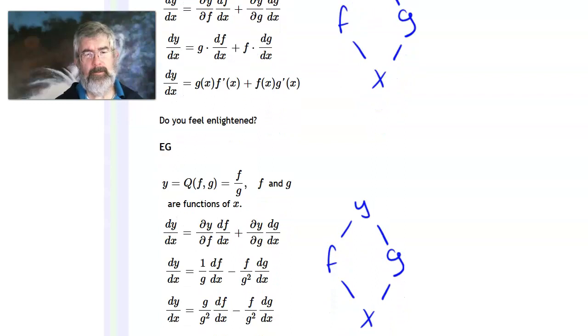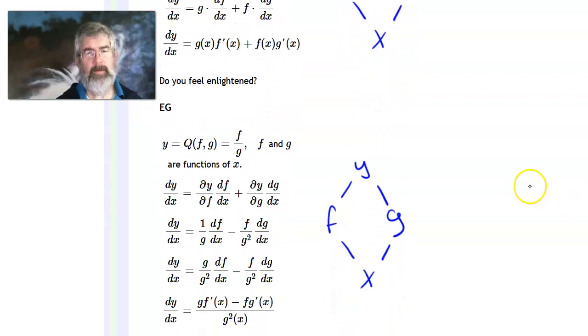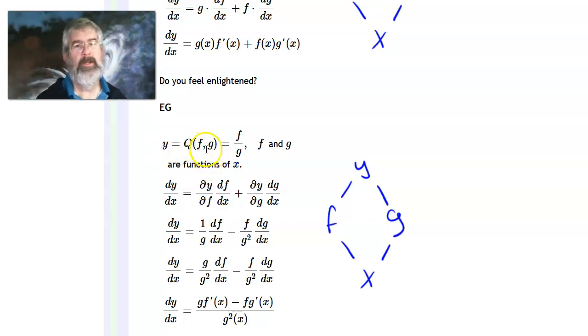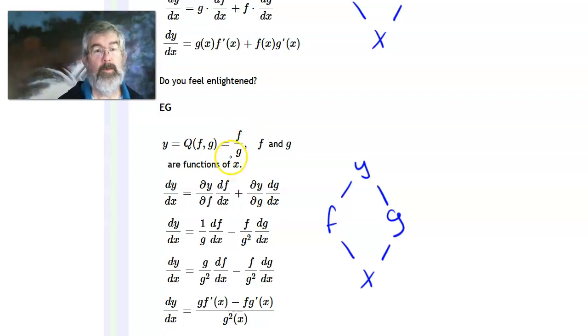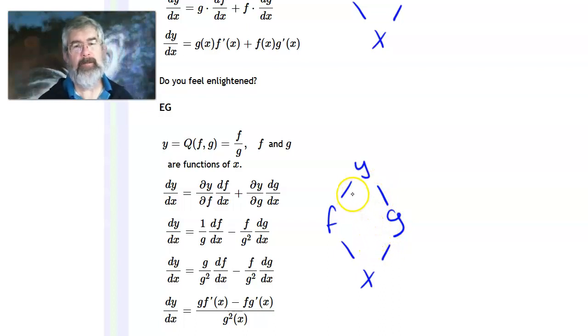How about this one? I'm going to have y equals q of f and g, where the function q is f divided by g. Quotient, perhaps. f and g I'm thinking of as functions of x. So again, y is a function of f and g, which are functions of x. So y is a function of x because you could plug x in, get both f and g, and then plug those in to get y.